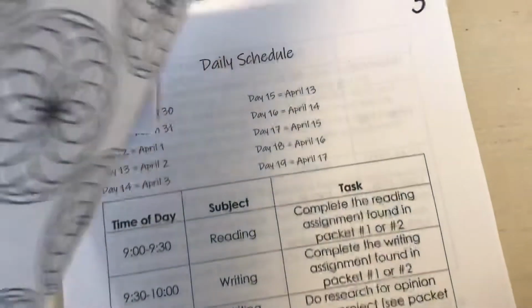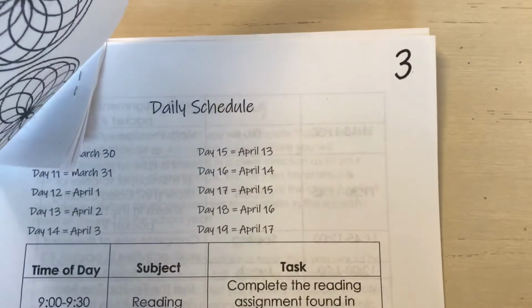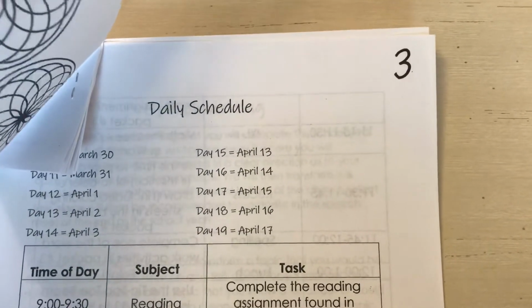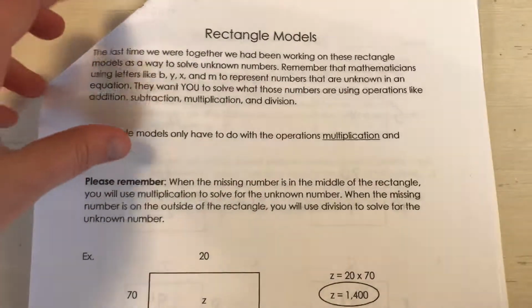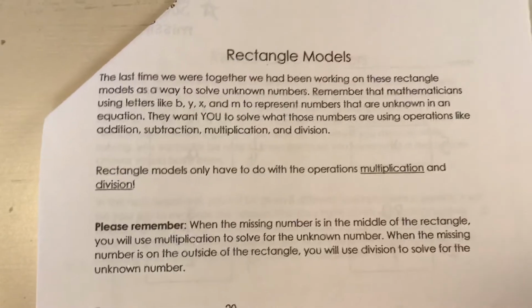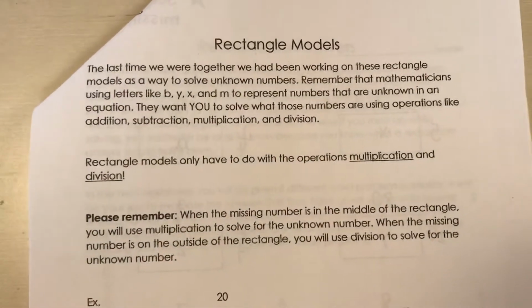This page is going to be found in packet 3. So make sure when you're looking at your packets, there's going to be those black numbers at the top. Make sure you're on packet 3 for today. And go ahead and flip past where we were working on the tree or the branch diagrams, and let's go to the rectangle models worksheet.